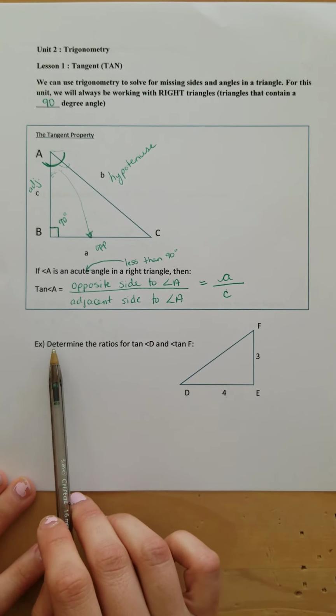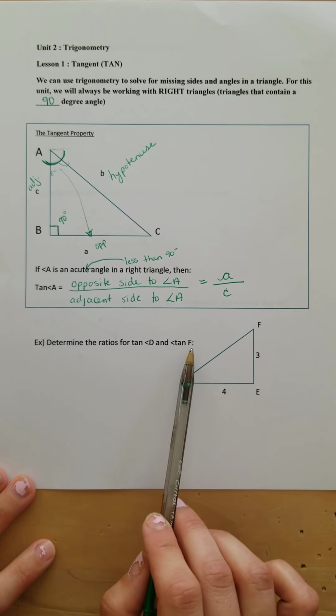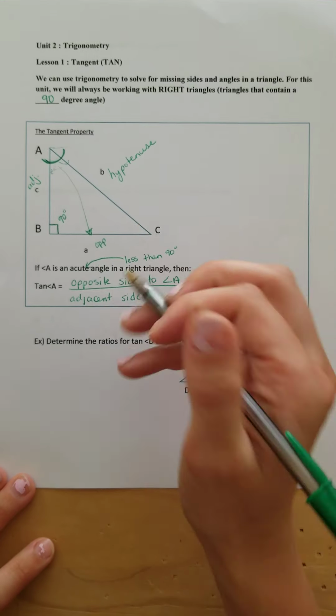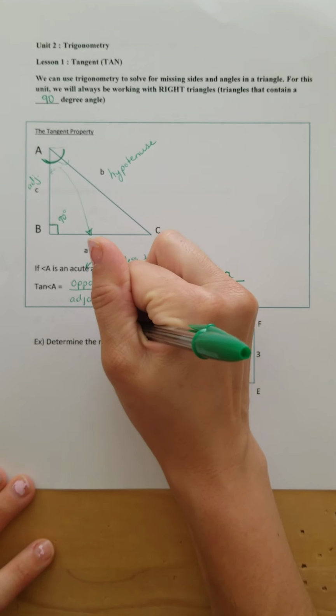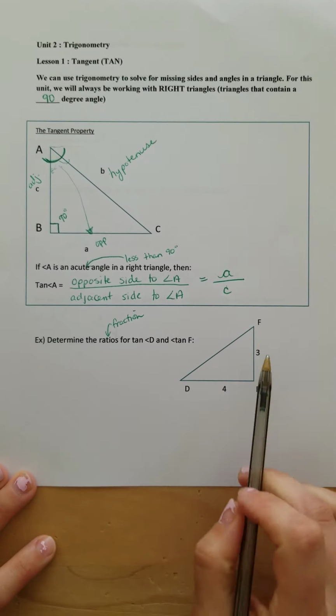So determine the ratios for tan of angle D and tan of angle F. When I say determine the ratios, that's a fancy way of saying the fraction. I give you actual numbers here, and I want you to create the fraction. The first one I want you to do is set up the fraction for the tan of angle D.